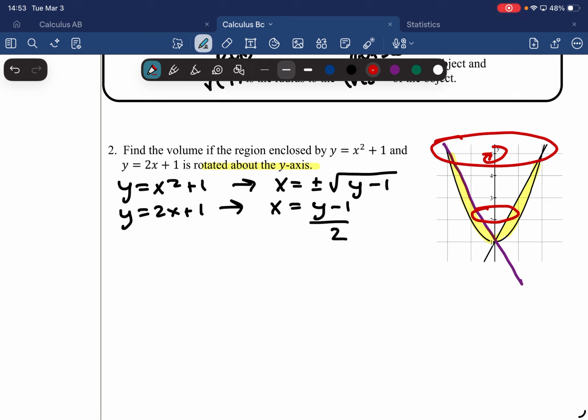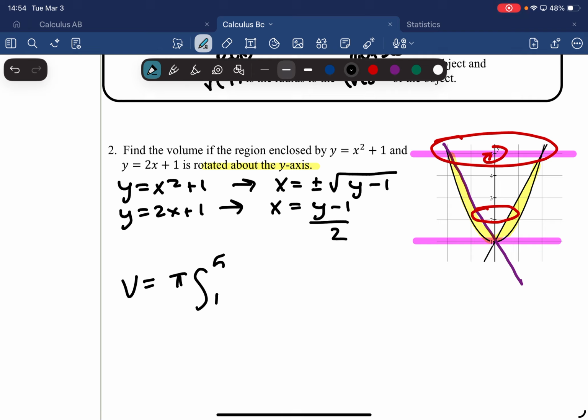Okay, so from here, since I'm looking at the y-axis, I'm going to identify my boundaries. Looking at the y-axis, where does this function start and where does it stop? 1 and 5. Okay, so when I write the integral, I'm going to be using the second formula where they already took out pi. So I say volume is equal to pi integral from 1 to 5.